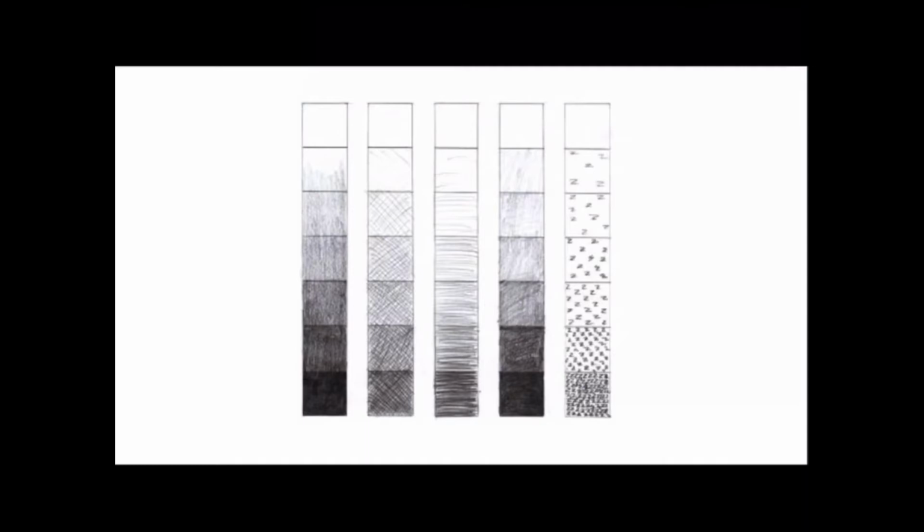So we have just regular shading, then we have some cross hatching, then we have some sketchy kind of lines, then we have some more kind of rough lines. It's not as soft. And then we have some letters right here, actually.